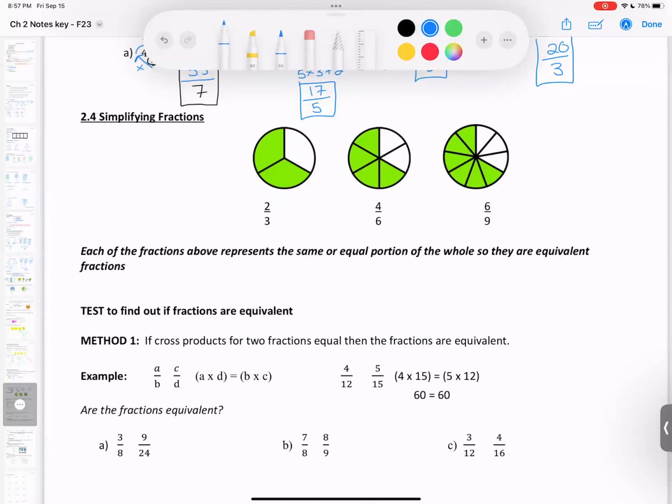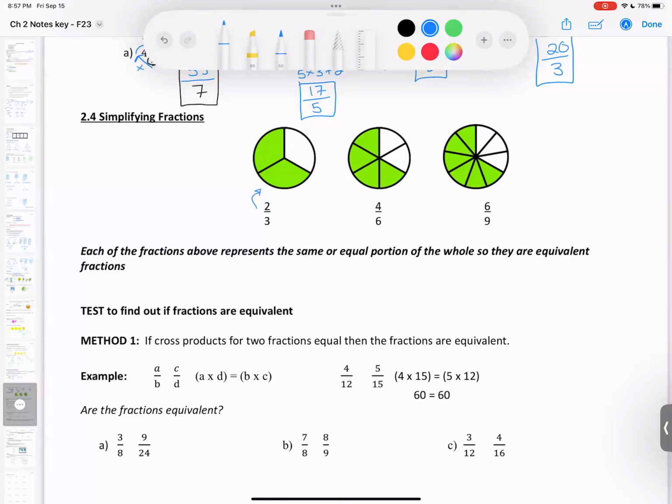So section 2.4 is all about simplifying fractions. Let's take fractions that mean the same thing and put them in the simplest form. So if you had an ice cream cake, because I'm tired of pies and pizzas, and we divided that cake into 3 pieces, 2/3 would be represented in this first ice cream cake right here, right? We have 2 out of 3 of the pieces.